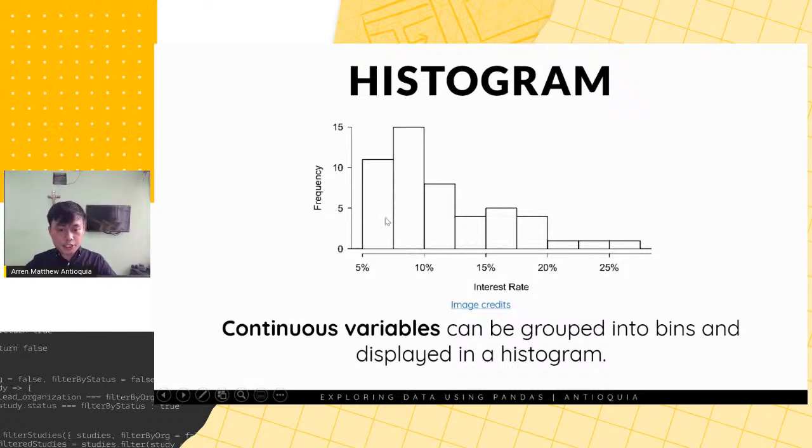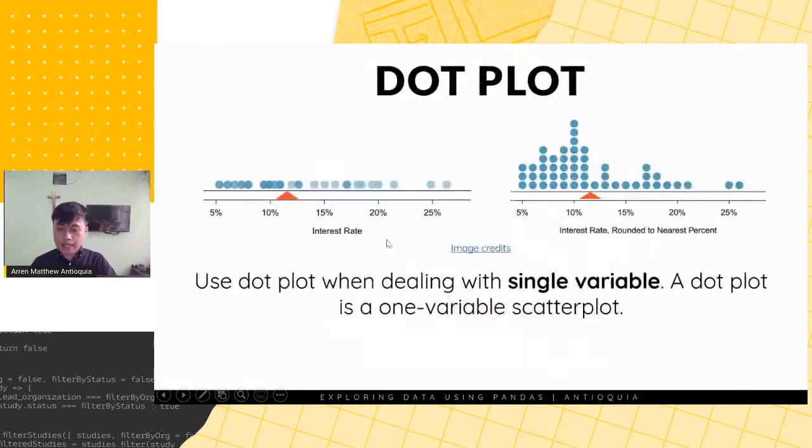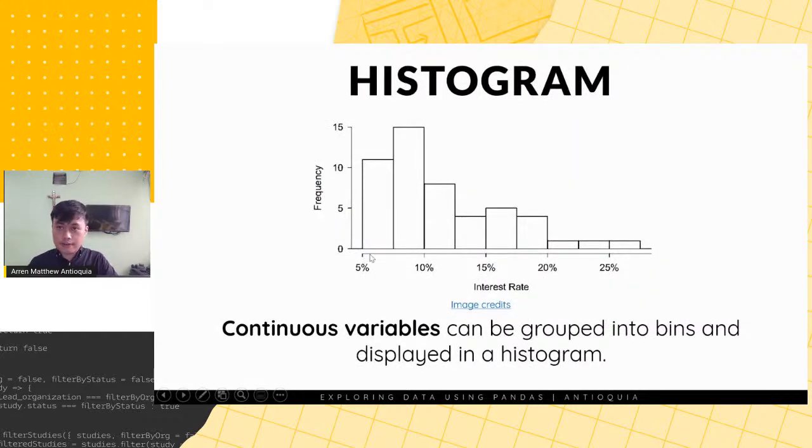Okay, we're still showing the frequency or the tally here. But this time, instead of referring to a single value, 5%, 6%, 7, up until 10, we are talking about range of values from 5 to 7.5. This is the tally. This is useful only for continuous numerical variable.